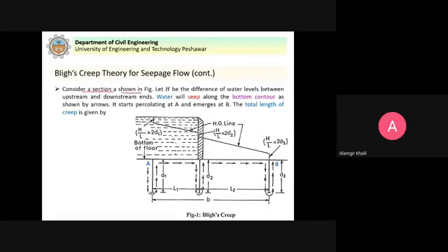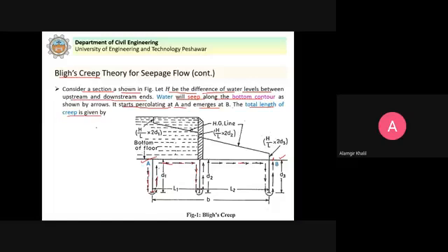Consider a section as shown in this figure here. Let H be the difference of water levels between the upstream and downstream ends. So water will seep along the bottom contour as stated by Bligh's theory, shown by the arrows. This is how the water will move down. It will come here, move down, then move up, then horizontal, then move down, then up, then horizontal, again down and up, and then it will appear here, the exit point. So it starts percolating at A and emerges at B.